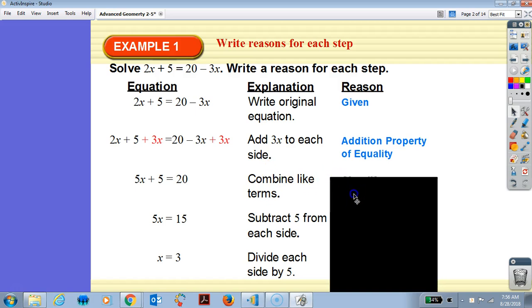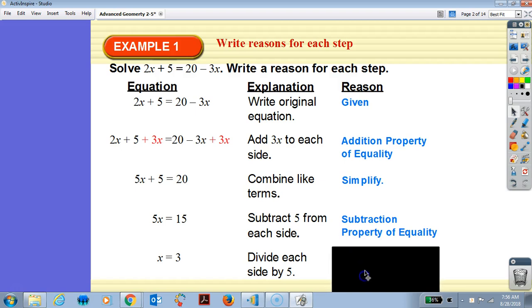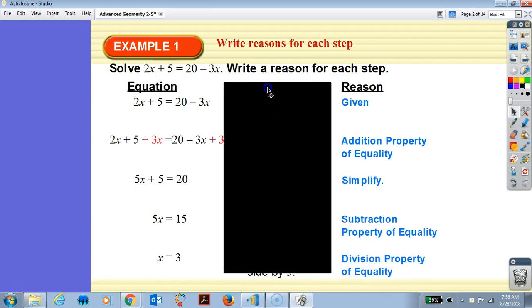Which we call simplify. From here to here, what'd they do? They subtracted 5 from both sides. What do you think that's called? Subtraction property of equality, not so hard. And then from here to here, they divide by 5 on both sides, which is the division property of equality because they did it to both sides. They kept it balanced.